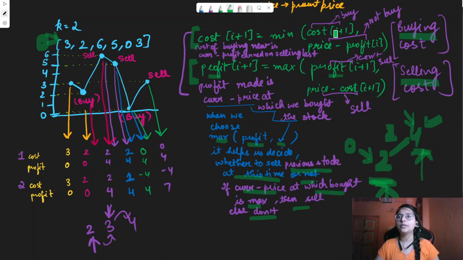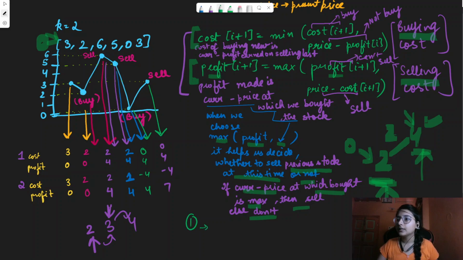So at this particular point when we are starting, our I plus 1 would be minimum of cost of I plus 1 and price minus profit of I. So here you can see that at the starting everything was 0, right? So when we got to 3, for 3 we can take what is minimum. The price we are having is 3, right? And the profit which was earlier was 0, because at the starting there was nothing. So that's why, for the first equation, yeah.